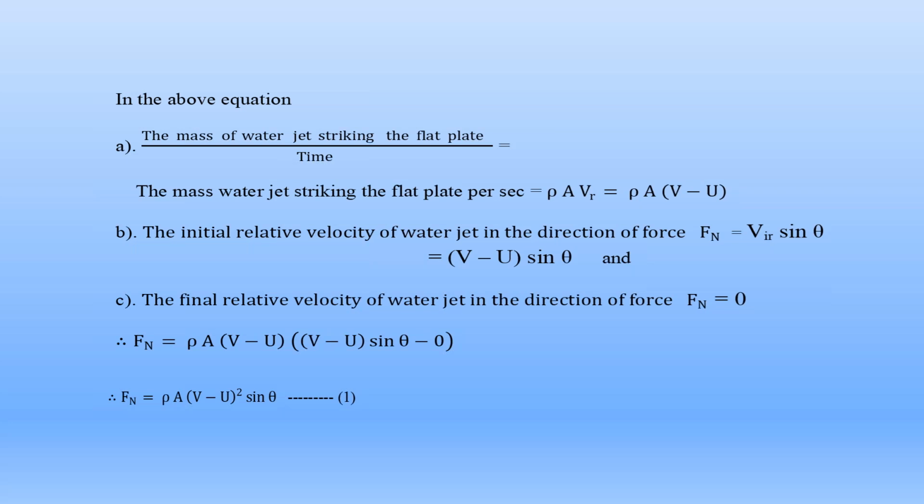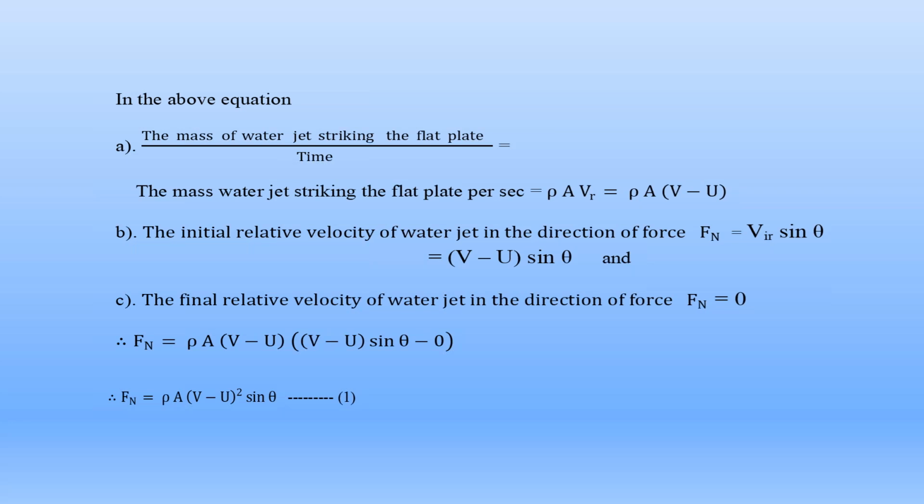Substitute them in that Newton's second law. The equation for force Fn is equal to rho A into V minus U into V minus U sin theta minus 0. So the equation for the normal force Fn is rho A into V minus U whole square into sin theta. That is the equation for the normal force exerted by the water jet on the inclined moving flat plate. So in the second condition, the water jet is horizontal, the plate is inclined moving flat plate.